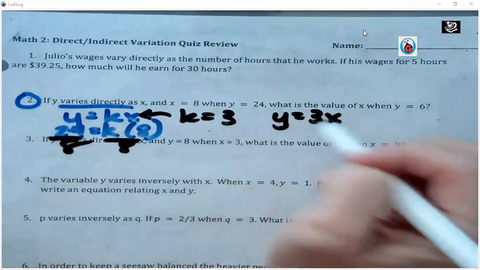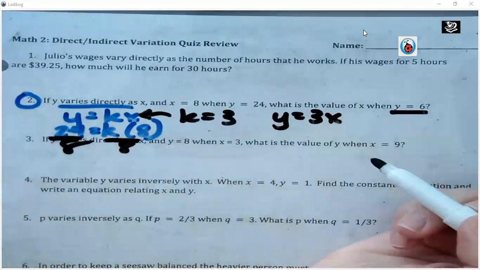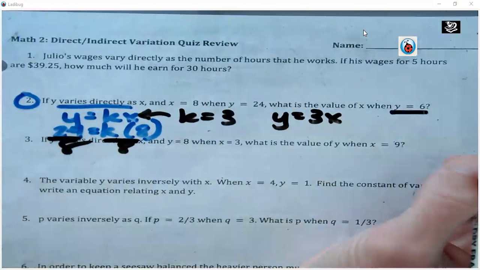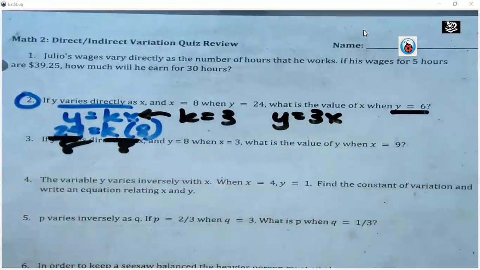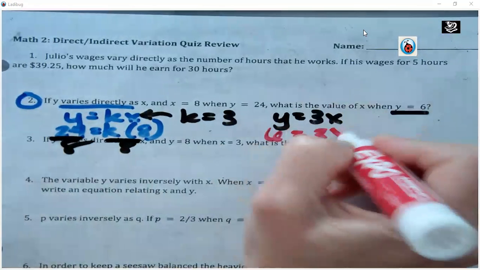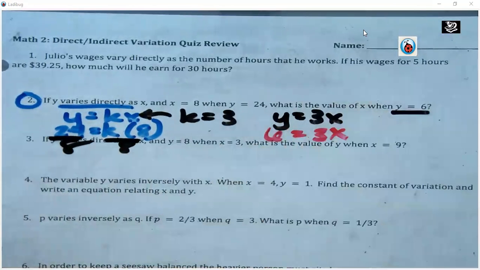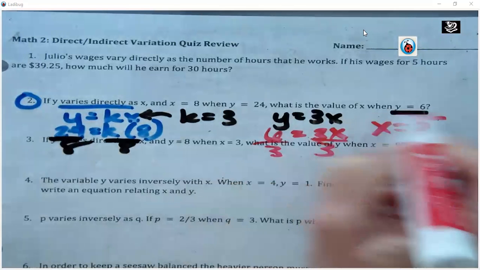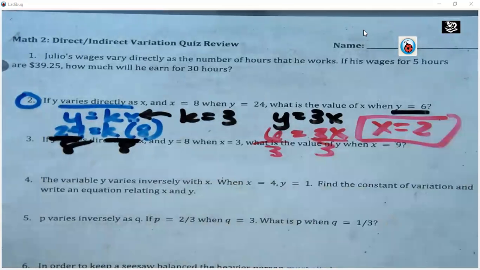What is the value of x when y equals 6? So what am I plugging the 6 in for? The y. So 6 equals 3x. What do you do to find x? Divide by 3. Good. So x equals 2.